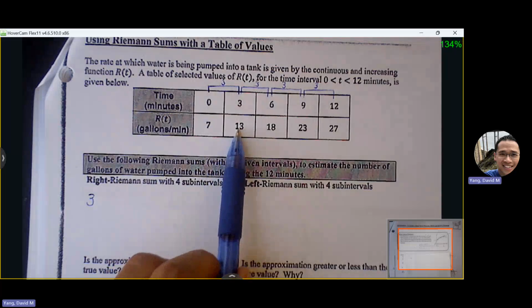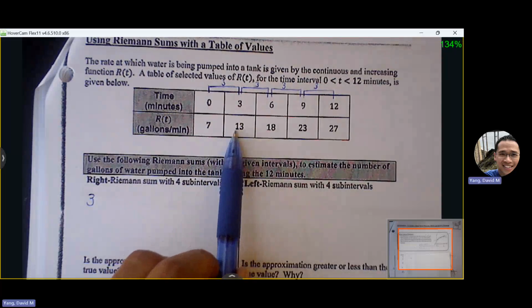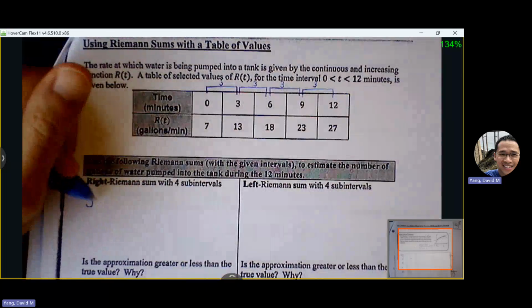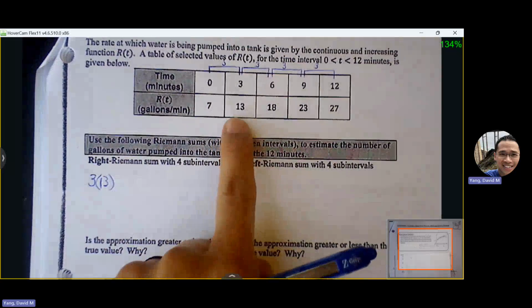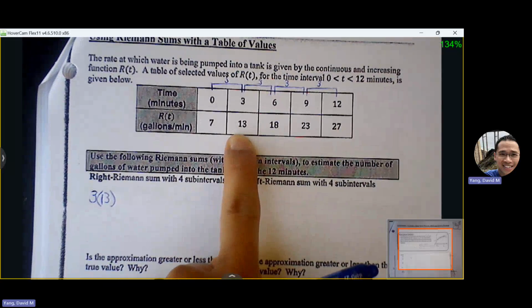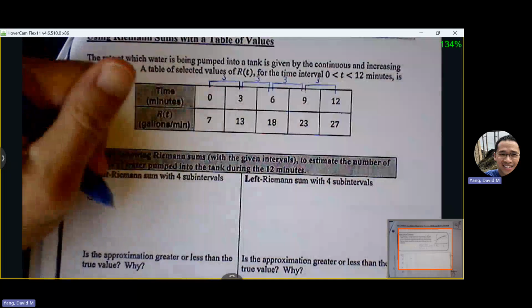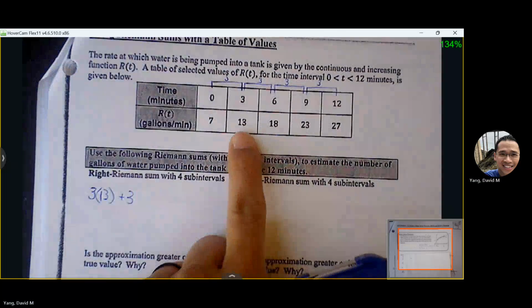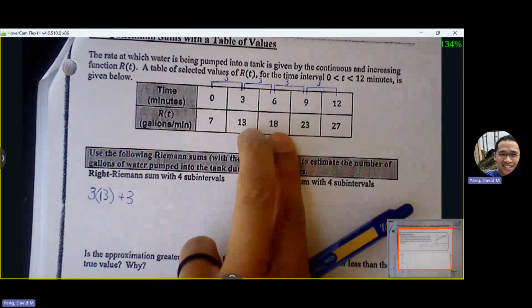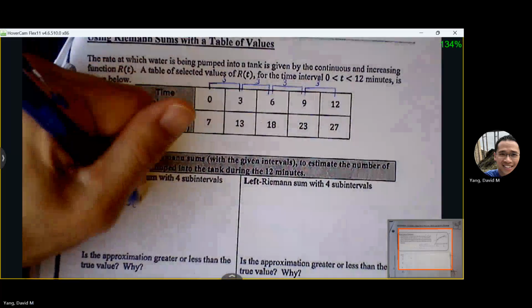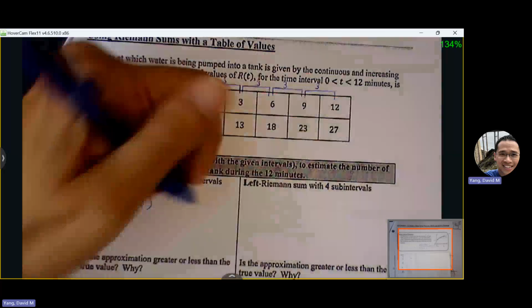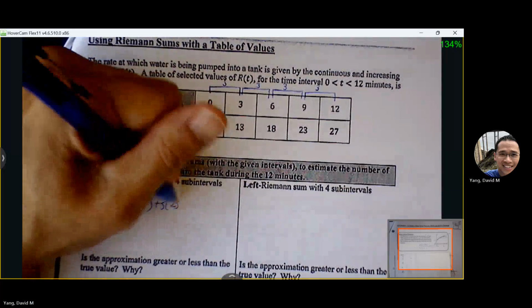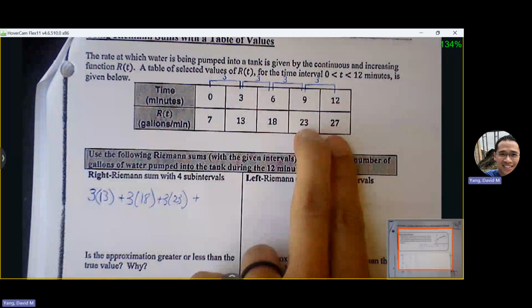7 or 13? 13. So 13 represents the height. I want the height of my right endpoint. So 3 times 13. My width and height for my first rectangle is 3 times 13. Does that make sense? Okay. Second rectangle, 3 times what? 3 times 18. Next rectangle, 3 times 23. Plus 3 times 7.